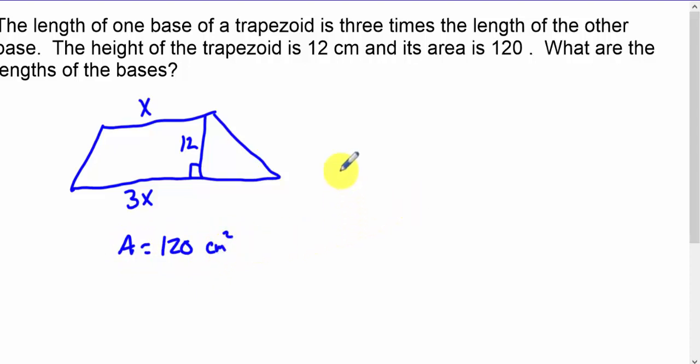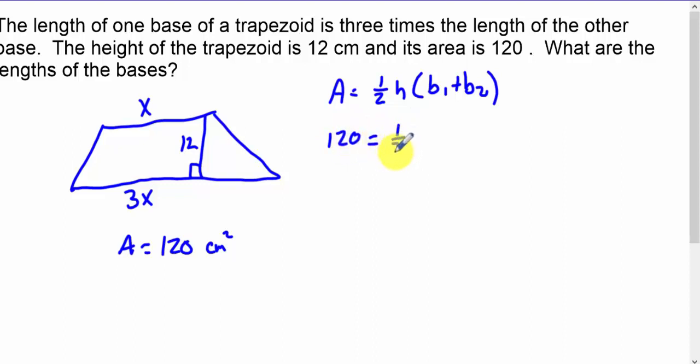So now I've got to write the equation, and you've got to bring a little geometry knowledge from the past. We know the area equals 1/2 the height times the sum of the bases. And now we can just plug and chug most of this stuff. We're looking for x first because we need both bases. So I have 120 equals 1/2 of the height. And then I have the two bases in terms of x. And then I just go ahead and solve.